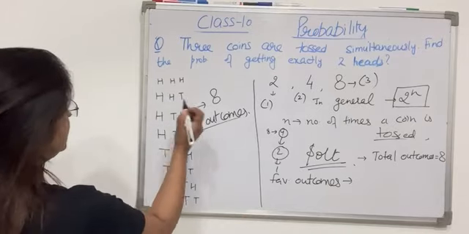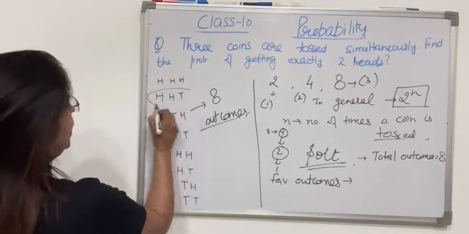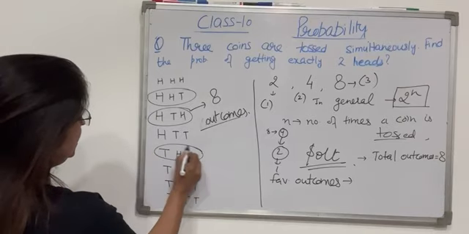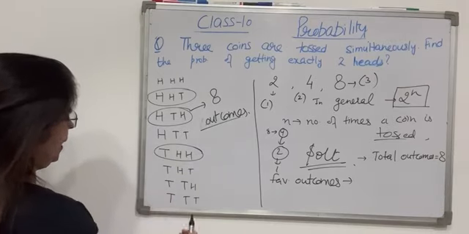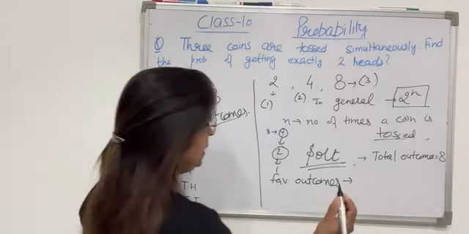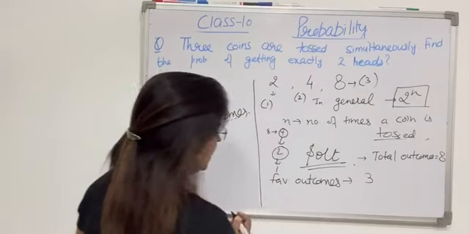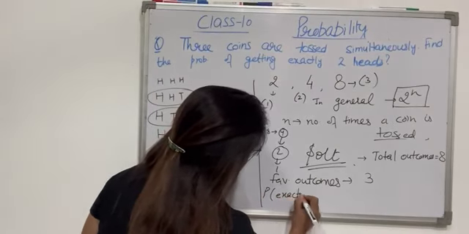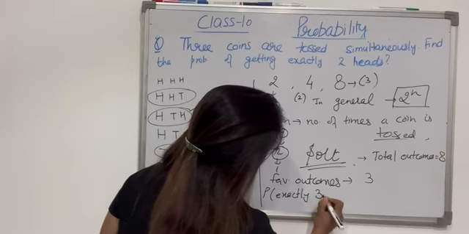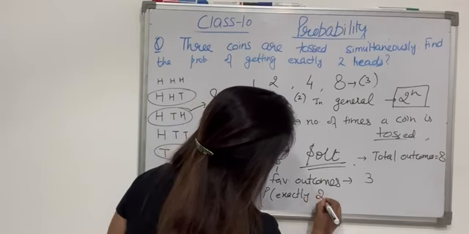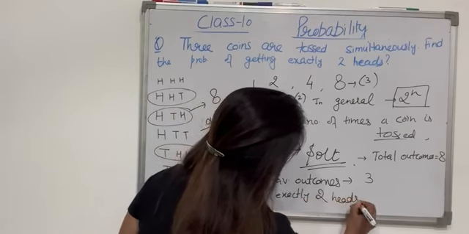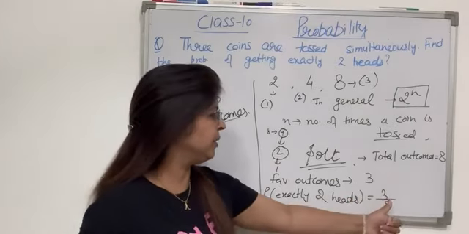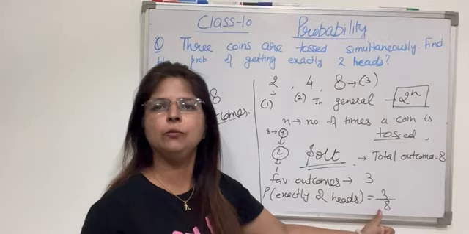Exactly 2 heads is in how many outcomes? First 2 heads, second 2 heads, third 2 heads, and that's it. So exactly 2 heads will be in 3 cases. So the probability of exactly 2 heads is 3 by 8. The probability is favorable outcomes upon total number of outcomes.